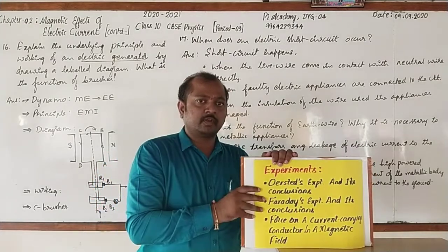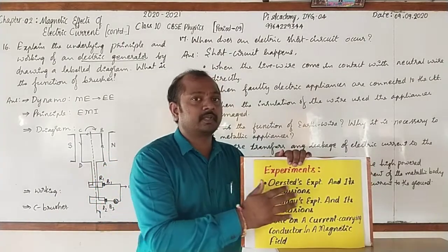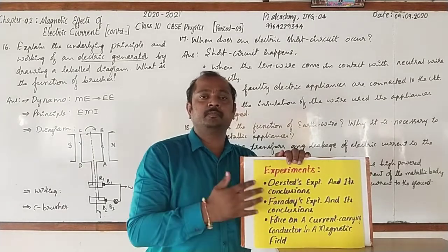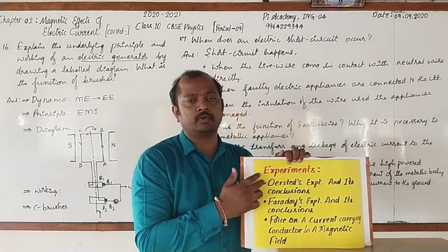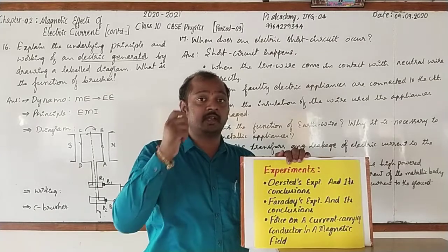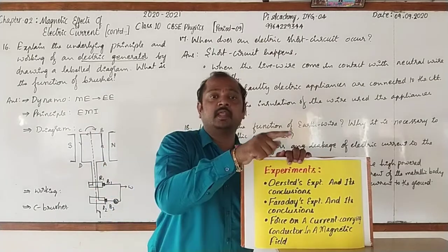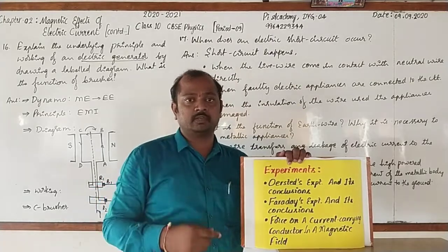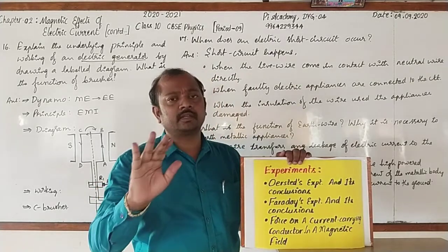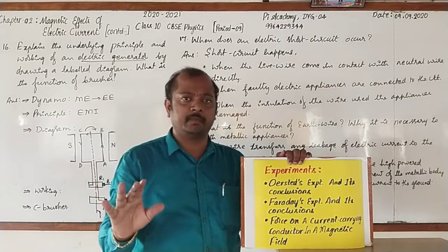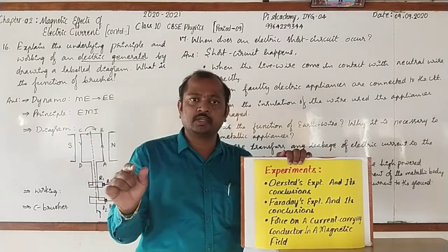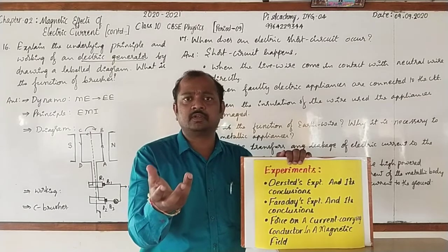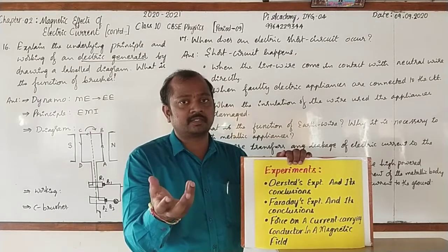Just recall the experiment conducted by Ørsted. He is the scientist who gave information about the magnetic effect of electric current. That means whenever an electric current flows through a conductor, a magnetic field is developed around it. For that, he conducted the experiment in a very simple way. He made a simple circuit, then below the wire, he placed a magnetic compass, right?